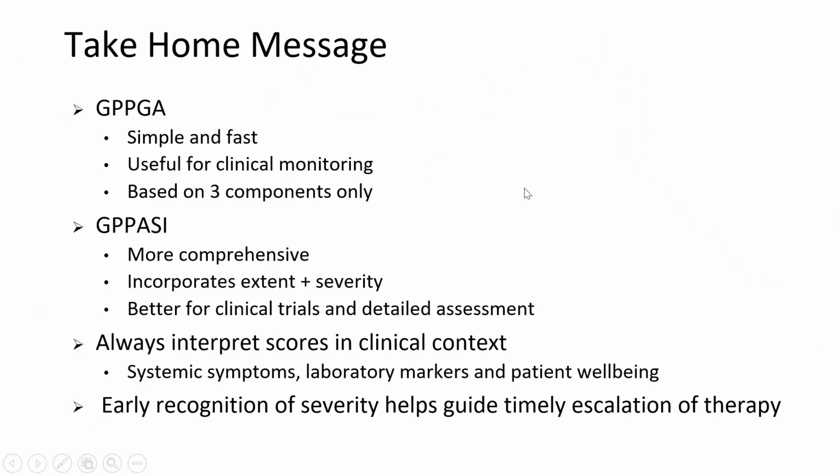So in summary, GPPGA is simple and fast. It's useful for clinical monitoring, and it can be done quickly based on 3 components only. GPPASI is more comprehensive. It incorporates the extent and severity of the disease. It's better for clinical trials and detailed assessment. Remember to always interpret scores in clinical context. Don't forget the systemic symptoms, laboratory markers, and patient well-being.